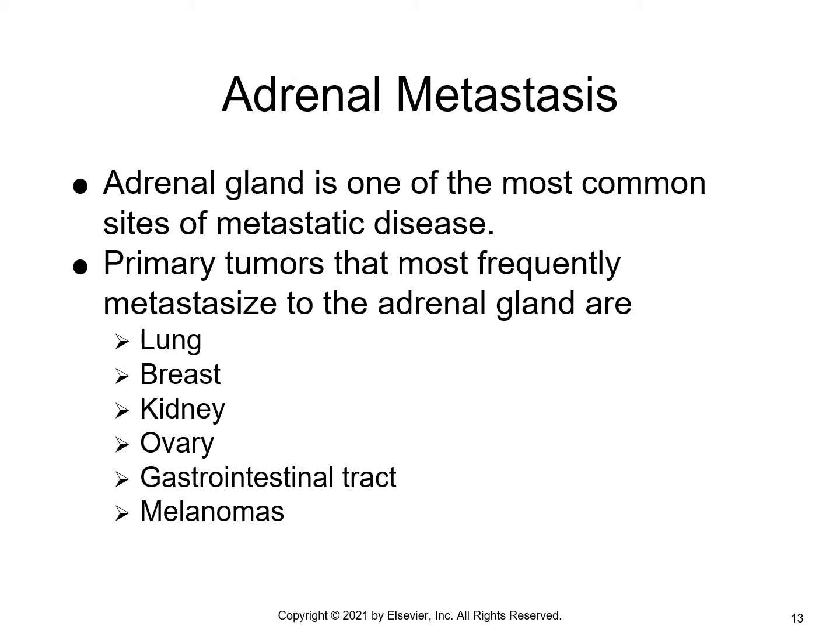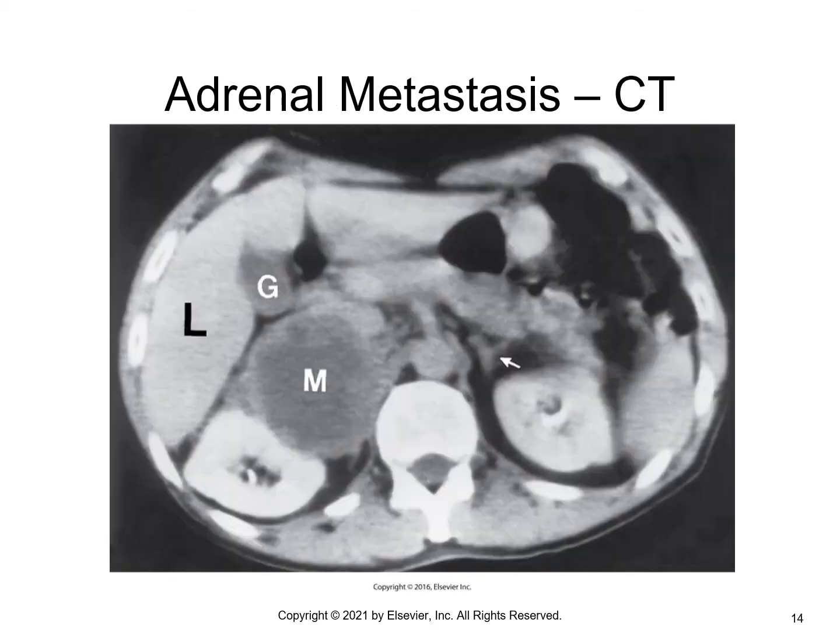Now, adrenal metastasis is one of the most common sites for metastatic disease. So we can have primary cancers of the lung, breast, kidney, ovary, GI tract, and melanomas or skin cancers. All of these can easily metastasize to the adrenal gland. Here's an example of a right-sided metastasis to the adrenal gland. So here's the kidney, and you see the adrenal gland is actually just anterior to it at this level, but would go superior to it as well.